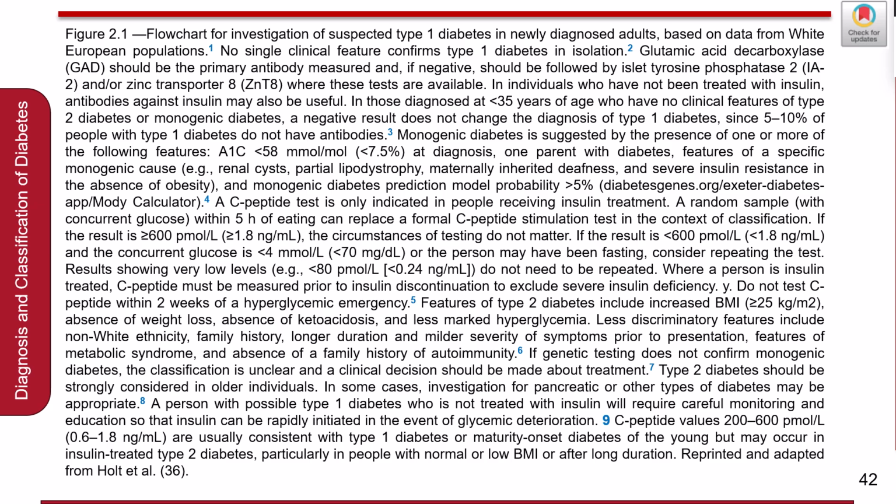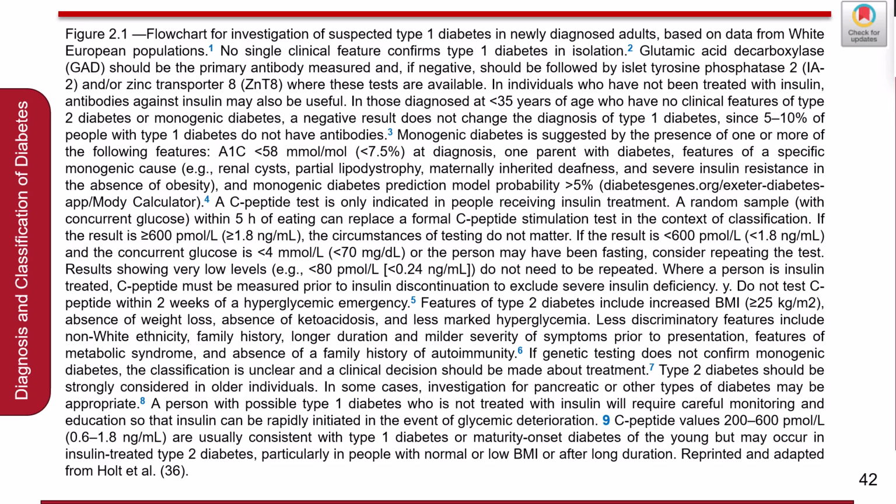A C-peptide test is only indicated in people receiving insulin treatment. A random sample with concurrent glucose within 5 hours of eating can replace a formal C-peptide stimulation test in the context of classification. If the result is greater than or equal to 600 picomoles per liter, greater than or equal to 1.8 nanograms per milliliter, the circumstances of testing do not matter. If the result is less than 600 picomoles per liter, less than 1.8 nanograms per milliliter, and the concurrent glucose is less than 4 millimoles per liter, less than 70 milligrams per deciliter, or the person may have been fasting, consider repeating the test. Results showing very low levels, for example less than 80 picomoles per liter, less than 0.24 nanograms per milliliter, do not need to be repeated.